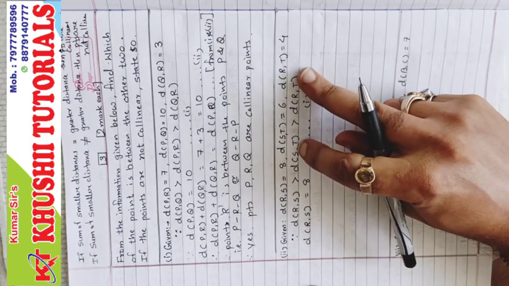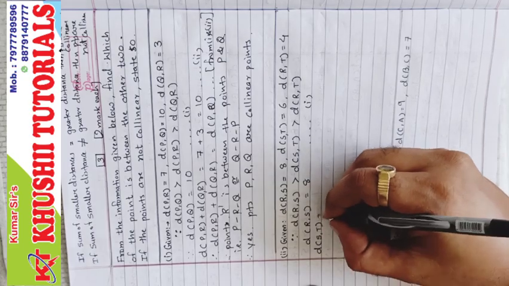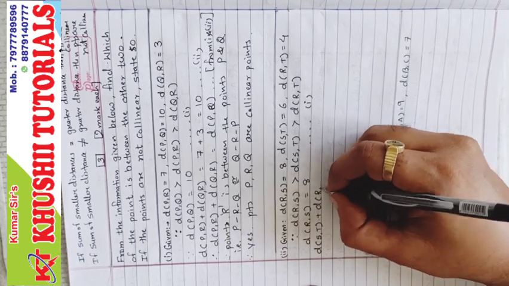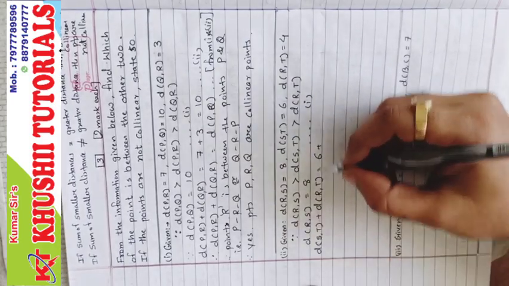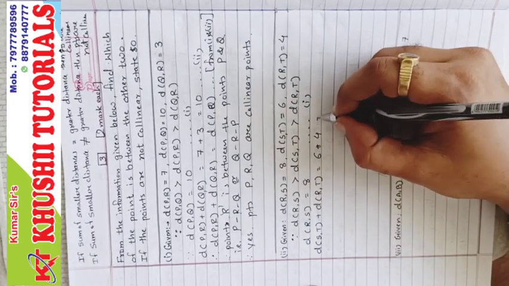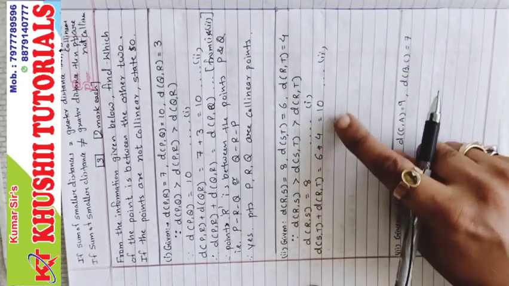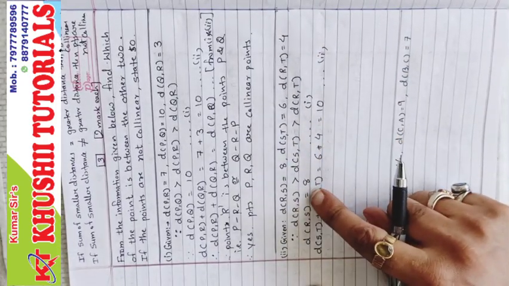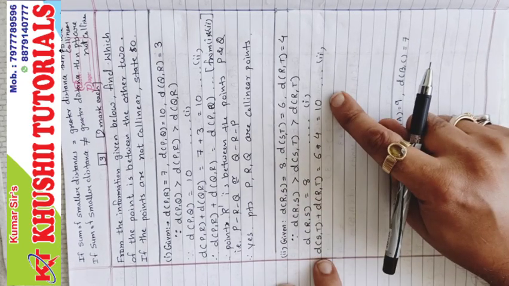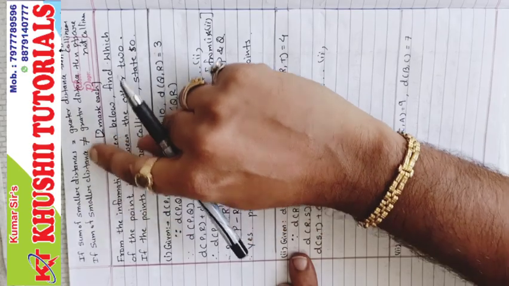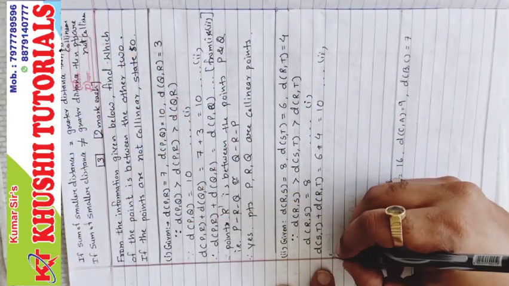Then the sum of the smaller distances, distance of S comma T plus distance of R comma T. S comma T is 6 and R comma T is 4. When they are added, we get 10. Mark it 2. But the problem here is, the greater side is 8 and the sum of the smaller sides is 10, which are not equal. If they are not equal, then the points are not collinear.